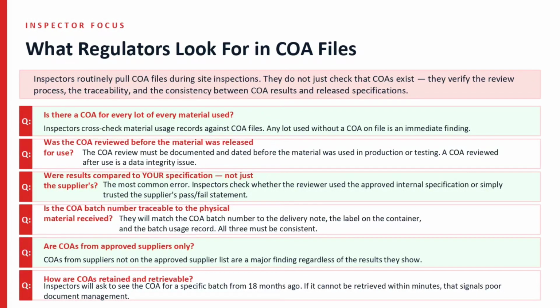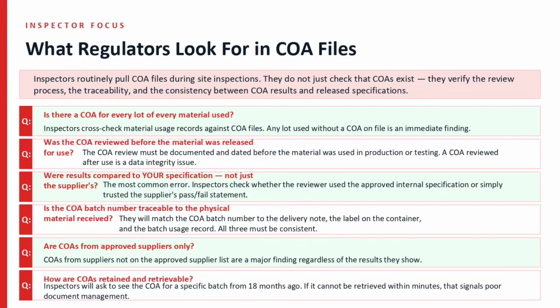The second question is whether the COA was reviewed before the material was used. The review record must be dated before the material was released for production or testing use. A COA reviewed after the material had already been used is a data integrity finding.